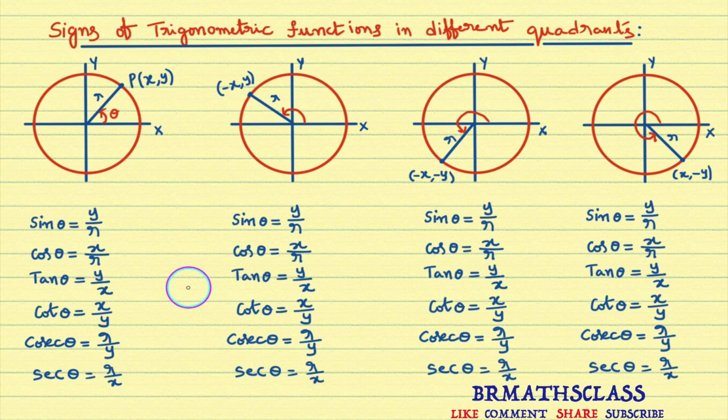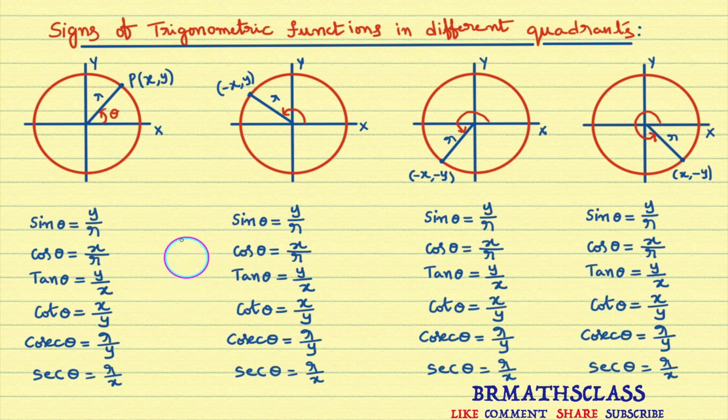Signs of trigonometric functions in different quadrants. We know that in the first quadrant, all trigonometric functions are positive. Why? This video is all about why in the first quadrant all trigonometric functions are positive. In the second quadrant, the sine function and cosecant function are positive. The remaining trigonometric functions are negative. Why? That question's answer will be cleared at the end of this video.